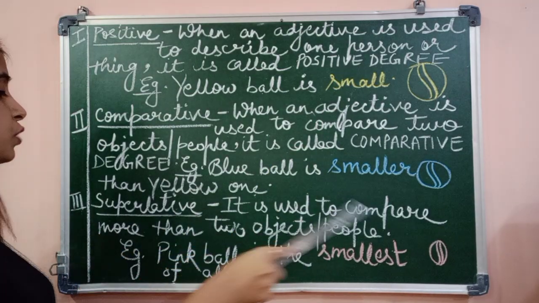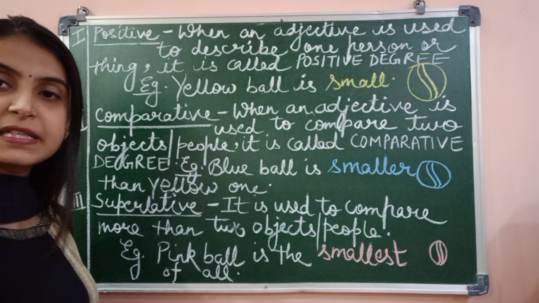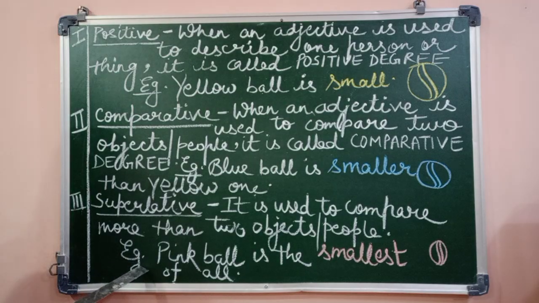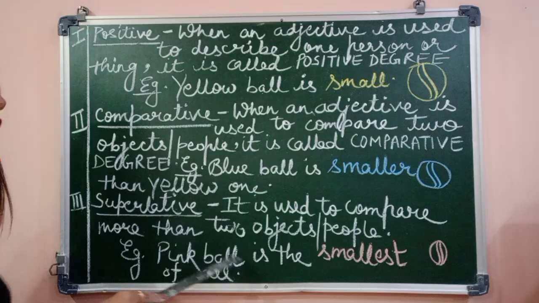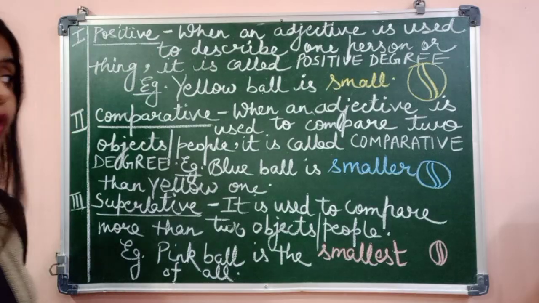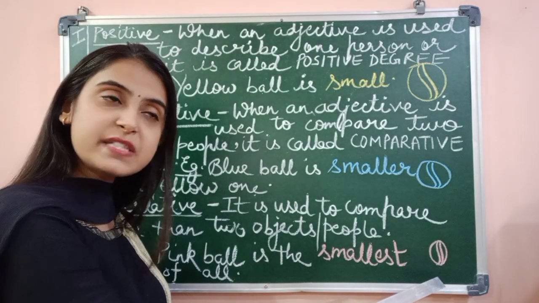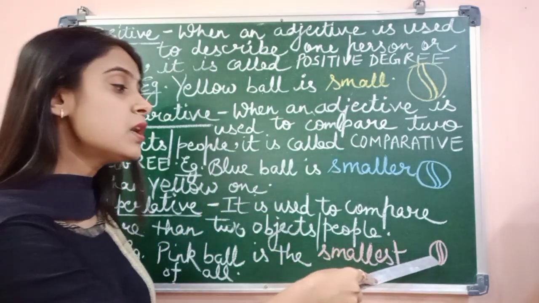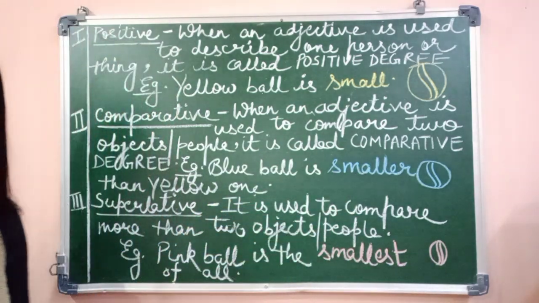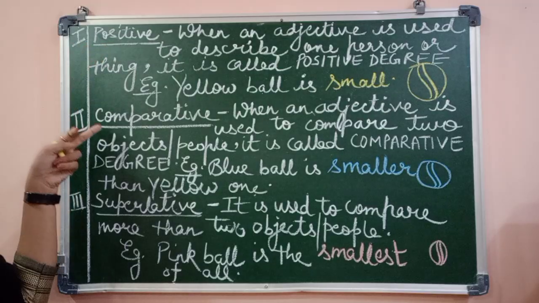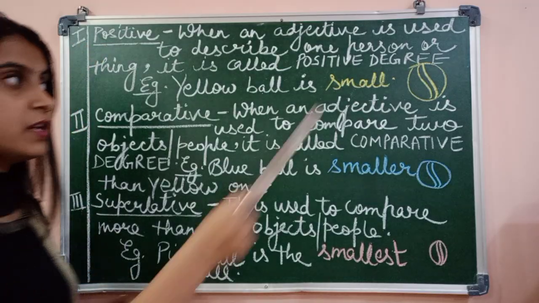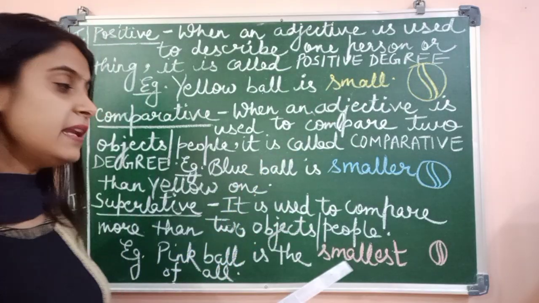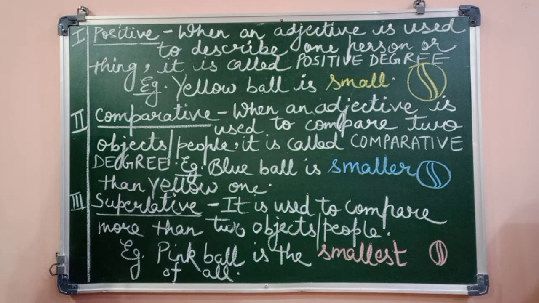Right? Then third one is superlative degree. It is used to compare more than two objects or people. Now here you see in the example it's written pink ball is the smallest of all. Now see, this is the smallest one. We are comparing this with the other two. Right? So this is the smallest. So the 3 degrees of comparison are positive, comparative and superlative. Small, smaller and smallest. I hope children it is clear to you.